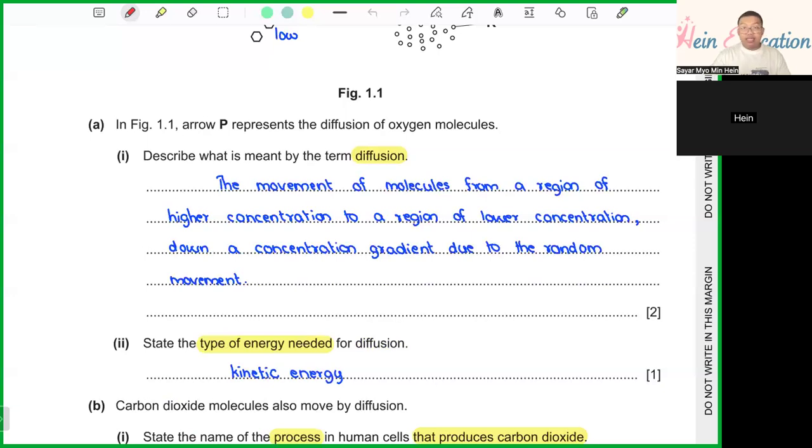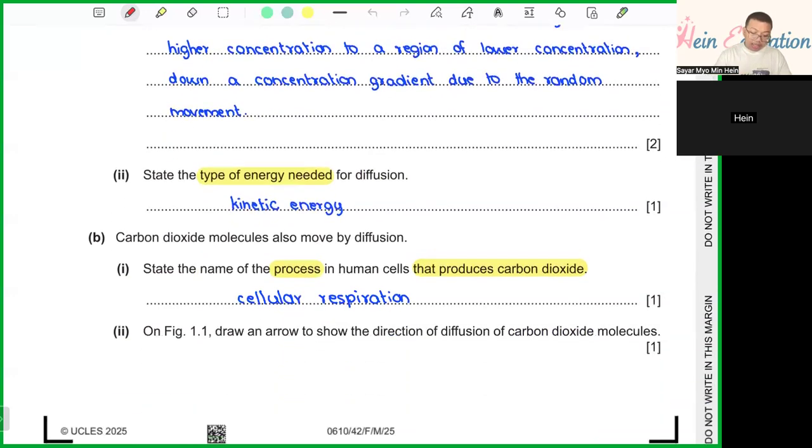So anyway, for part A, figure 1.1, arrow P represents diffusion, and it asks to define the term diffusion. So this is the definition. Diffusion is the movement of particles or molecules from a region of higher concentration to a region of lower concentration, which is down a concentration gradient, due to the random movement of particles. So this is a very typical definition that every student should be familiar with.